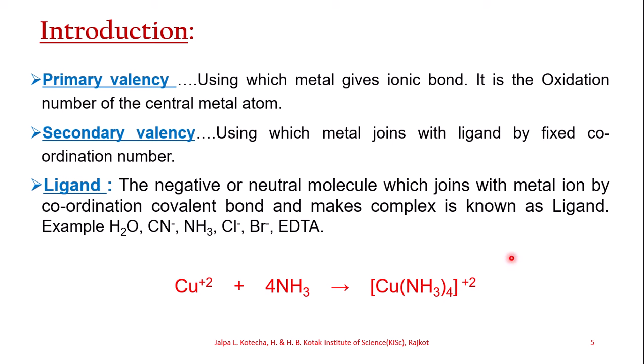So in this example, the primary valency of the central metal atom copper is +2 here, and the secondary valency of this copper is 4. So this is the basis of the complex formation, complexometry titration. Now what is a ligand? It is a definition given: a negative or a neutral molecule which joins with the metal ion by the coordinate covalent bond forming a complex is known as a ligand.